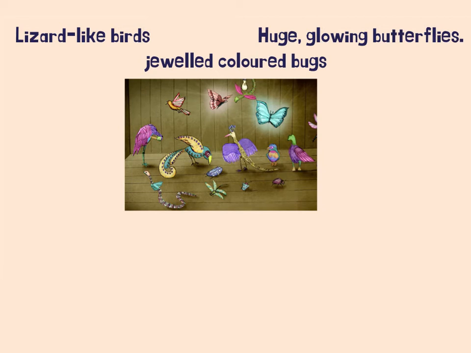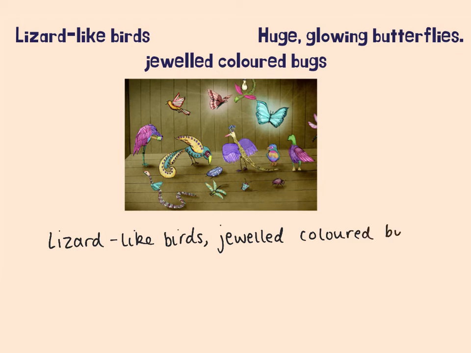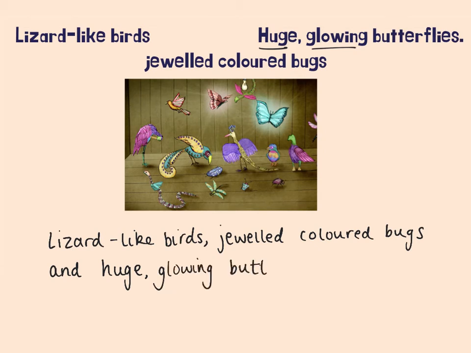And quickly, before we go on to our work, I'm going to show you how we can write that in a list using commas. And this is the way it would be written in the book. So, lizard-like birds. That's the first thing. So then we do a comma. Jewelled coloured bugs. And then because butterflies are the last thing, we can use an "and" and huge. And because I'm using more than one adjective here, there's huge and then there's glowing, I'm going to put a comma there just to separate those adjectives. Huge, glowing butterflies. So that is how it would be written in the book, using commas in a list. Lizard-like birds, jewelled coloured bugs, and huge glowing butterflies.